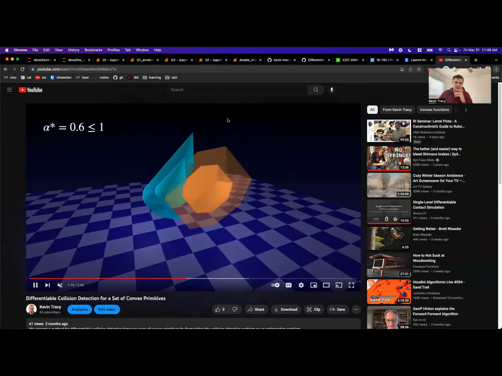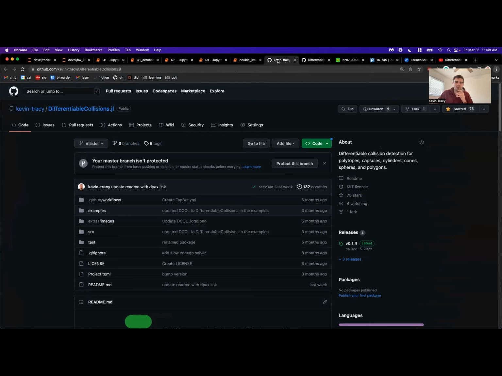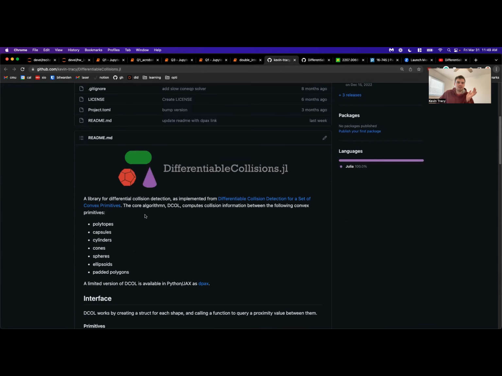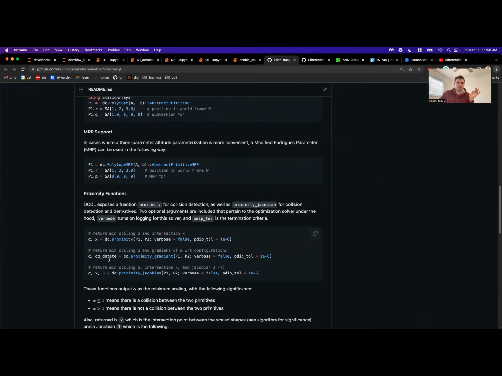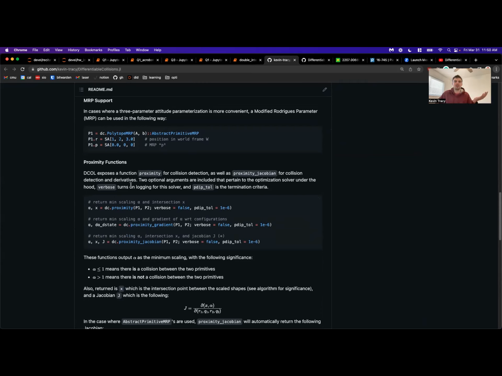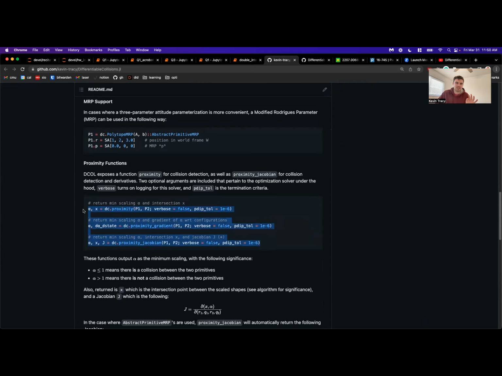But all this to say, this is what happens under the hood. What you would use is this Julia package here. You define your shapes, whatever shapes you have in your system, and then you go through and compute the proximity. Greater than 1 means no collision, less than 1 means collision. This is all laid out in the documentation here, but basically we do this proximity computation between two shapes, and it outputs whether we're in contact or not. It also includes a function that we can use to differentiate through this. So for any two shapes, I can say: are these things in contact or not?